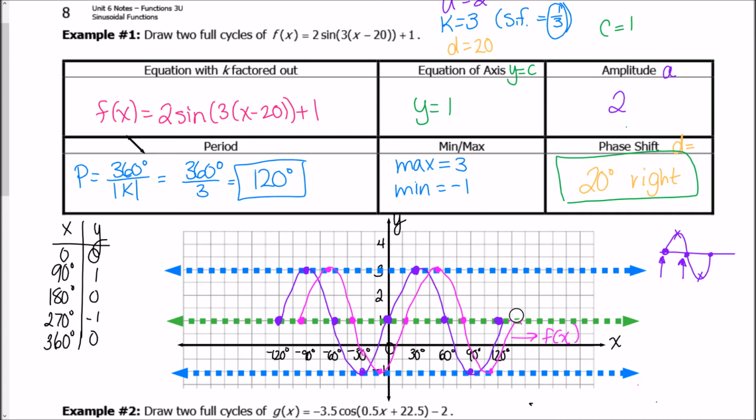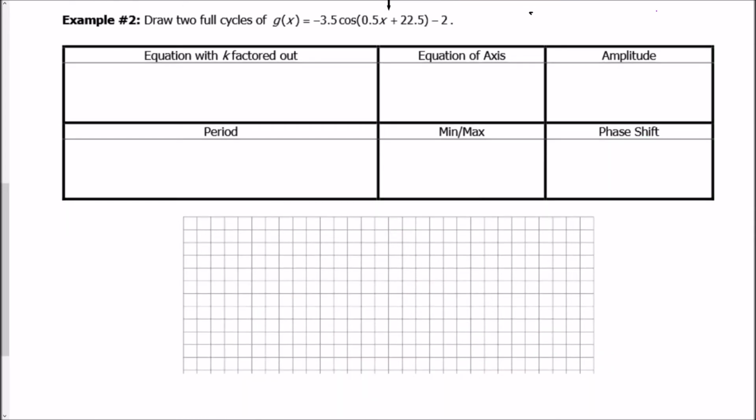Okay, and because it asked us to do 2 full cycles, no arrow, sorry, I shouldn't have put the arrow there. If it didn't ask us to do 2 full cycles and it just asked us to graph it out, we would put arrows on both sides. All right, example number 2, draw 2 full cycles of g of x equals -3.5 cosine of 0.5(x + 22.5) - 2.